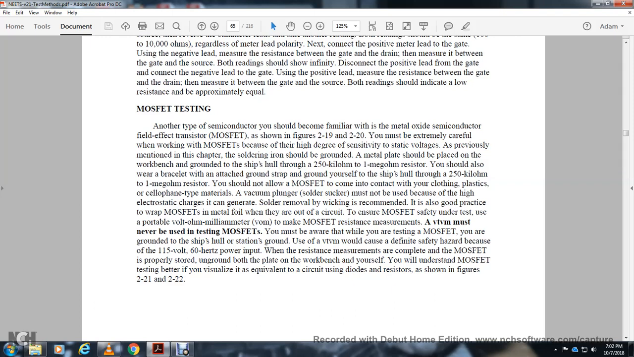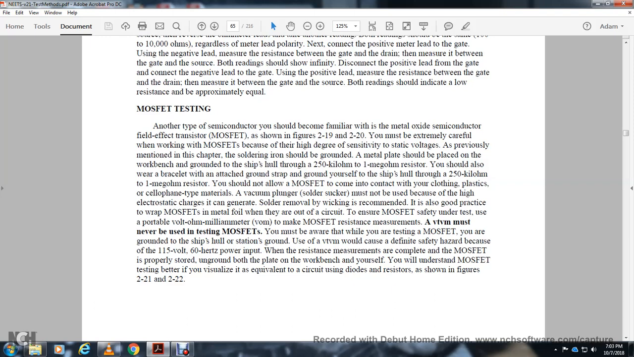You must be aware when you are testing the metal oxide semiconductor field effect transistor with the station ground, with the chip, with the vacuum tube voltmeter. You should uncover the difference. Safety has to pick up with the 115 volt 60 hertz power source.